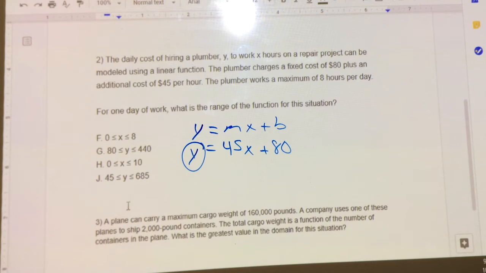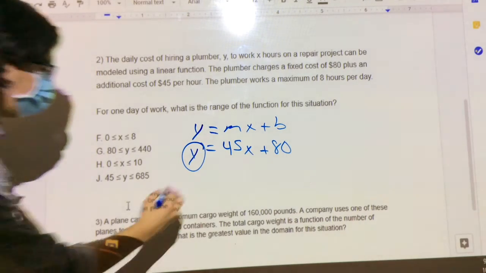Let me ask you this. What is the smallest amount of money I can spend to have this plumber come out? $80. Because like I said, the fixed cost, or the phone call, or just the connection, is going to be $80. And we can also prove that by doing this.